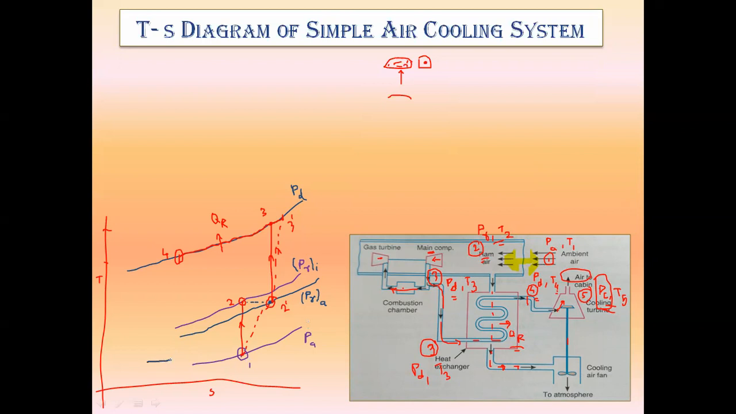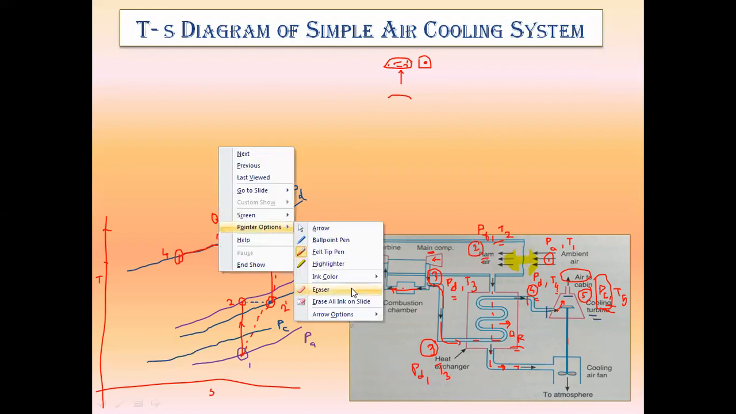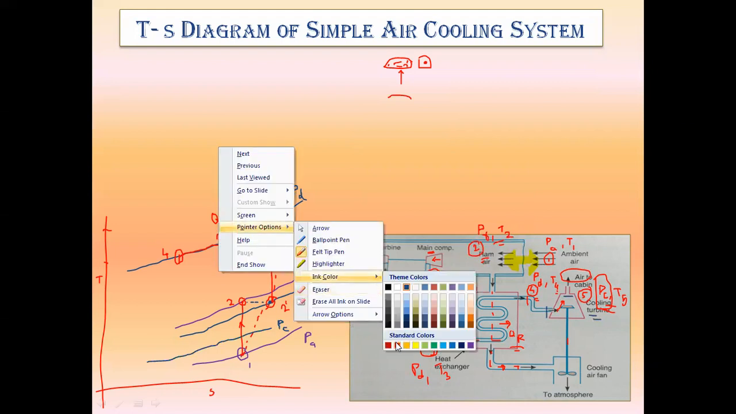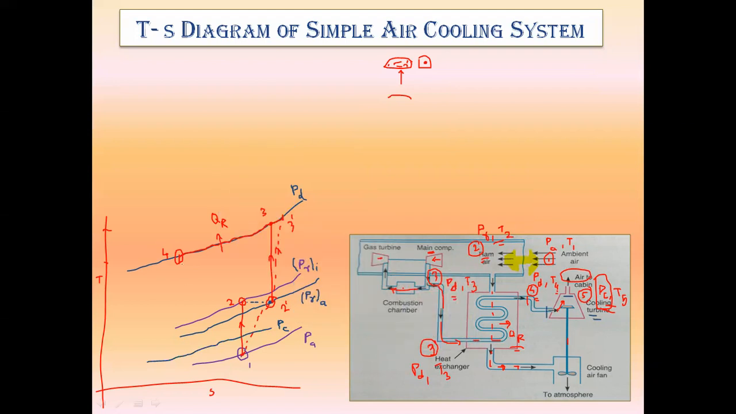So one more pressure line I need to draw on this TS diagram, and this pressure line will be called the cabin pressure. This will be the cabin pressure line. Whatever 4 to 5 process is taking place is nothing but the isentropic expansion process inside the cooling turbine.